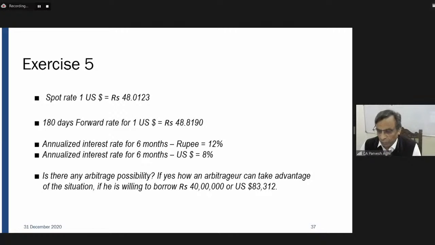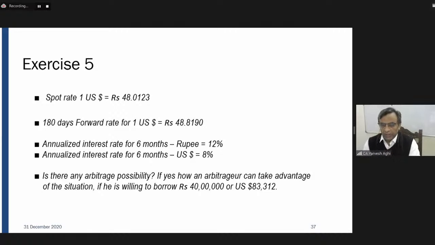If he is willing to borrow rupees 40 lakhs or US dollar 83,312. So the question says, is there any arbitrage possibility? If yes, how can he take an advantage?